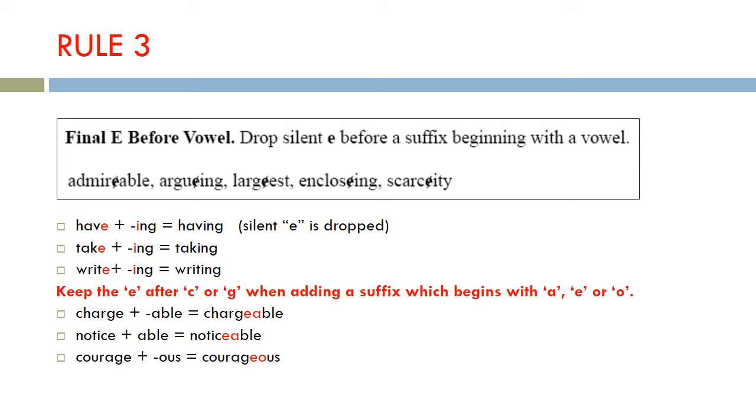There's an exception here. You should keep the final E after C or G when adding a suffix which begins with A, E, or O. For instance, charge, chargeable, we keep the E. Notice, because it contains C, noticeable, we keep the E. Carriage, courageous, we keep the E.